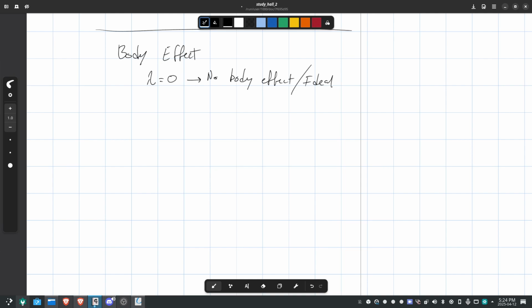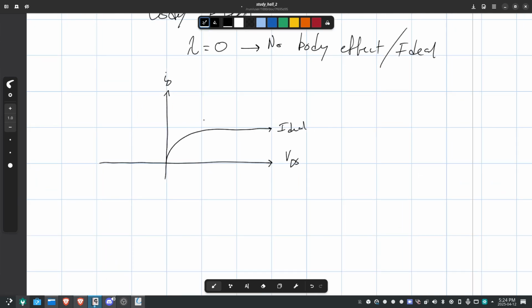Right? So when we pull up the graph, right here on the top, we have your current, and we have VDS. You should generally expect a curve like this. This is your ideal curve. This is your saturation point. And after your saturation point, your current is constant. However, that's not what happens in reality. In reality, you're going to get a curve a bit like so.